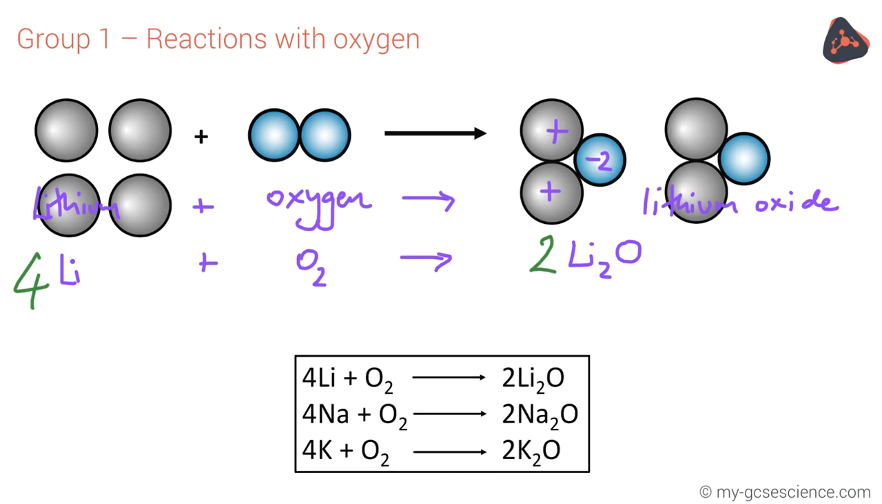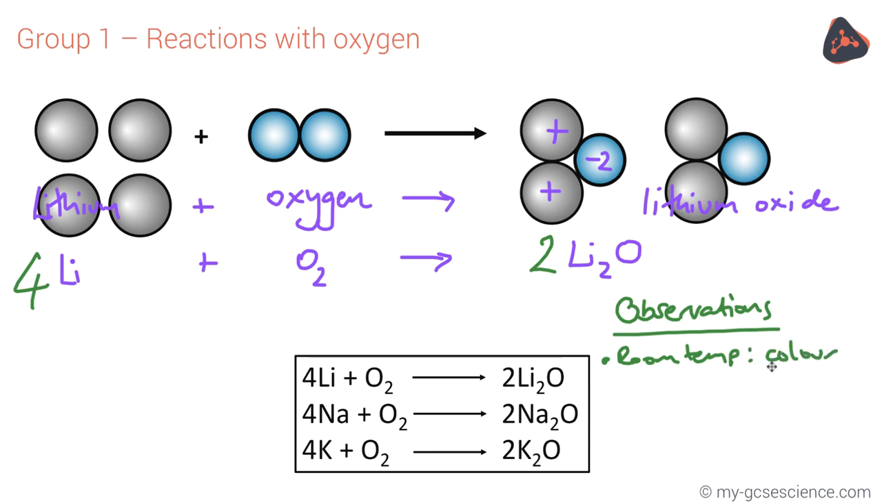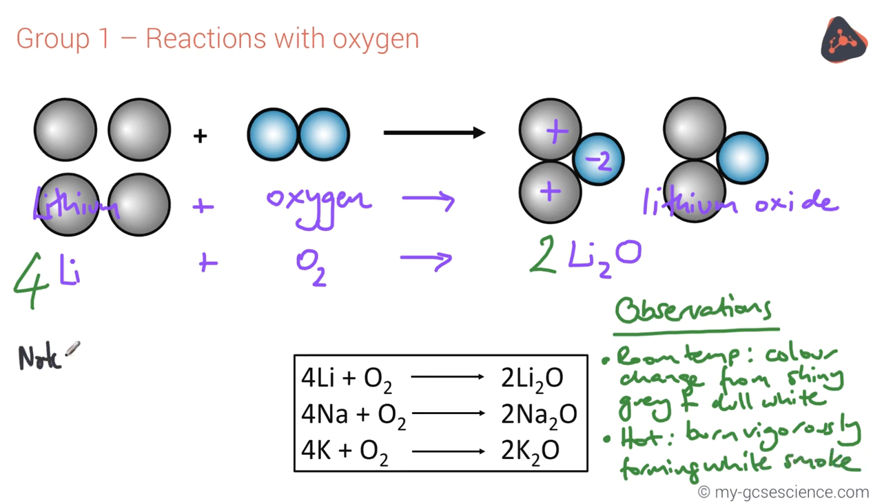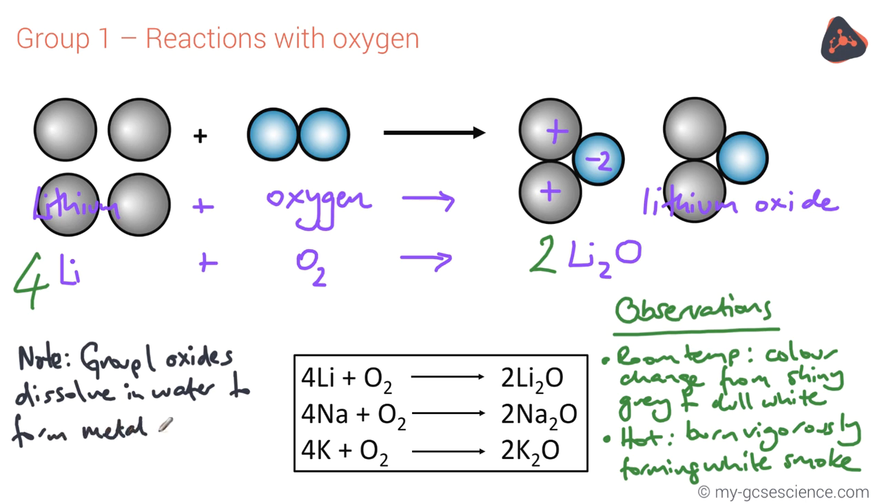So in the exam, you could be expected to describe the observations you would see when lithium or any of the Group 1 metals react with oxygen. At room temperature, they react with oxygen in the air to form a white metal oxide that coats the outside of the metal. But if heated, then they burn vigorously, releasing a lot of heat and light, as well as forming a white smoke, which is the metal oxide. It's also worth noting that Group 1 metal oxides are readily soluble in water to form colourless solutions, which are alkaline, otherwise known as metal hydroxides, and this is where the name alkali metals comes from.